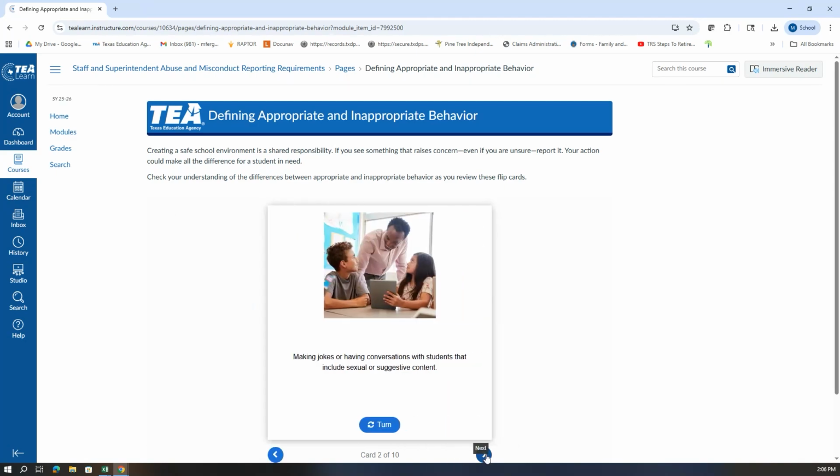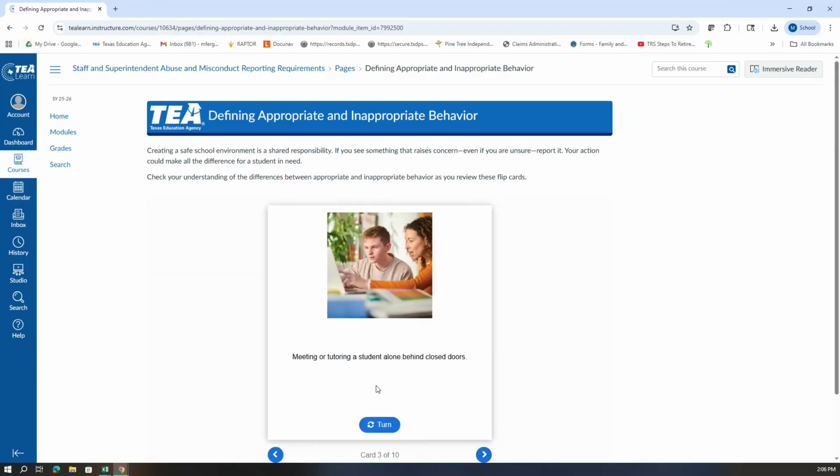Making jokes or having conversations with students that include sexual or suggestive content. Inappropriate behavior. This constitutes inappropriate communications, violates professional standards, and can make students feel unsafe or uncomfortable.